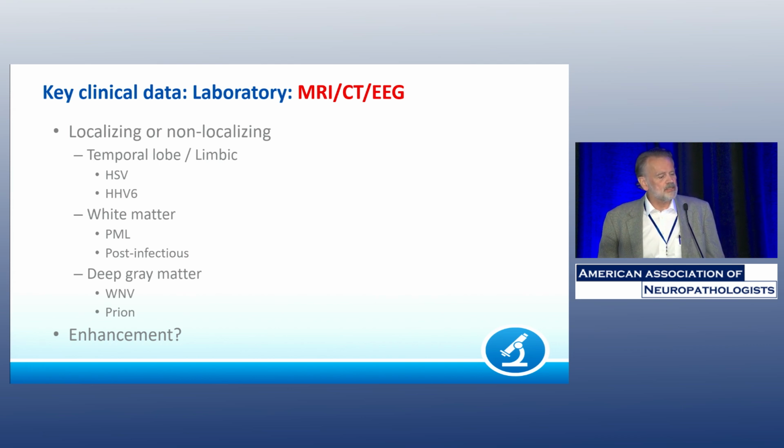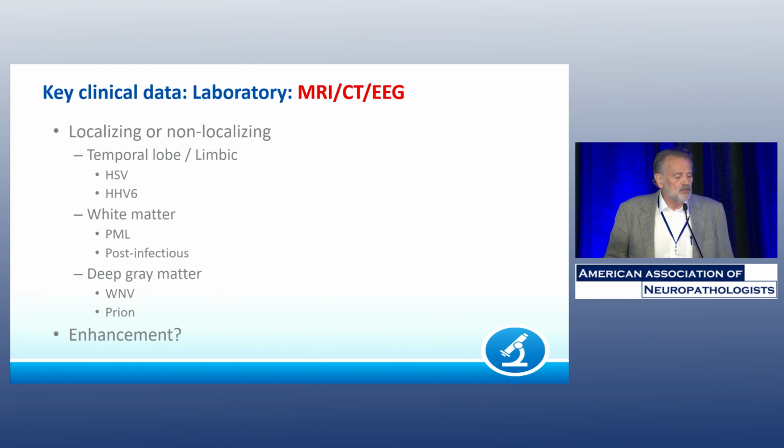The herpes viruses, both herpes simplex and HHV6, have a temporal limbic localization. You're all familiar with PML being in the white matter. The problem with that is that in addition to viruses being in the differential diagnosis in many of these cases, post-infectious lesions, which can look a lot like PML, can also be considered in clinical situations where white matter appears to be the principal focus.